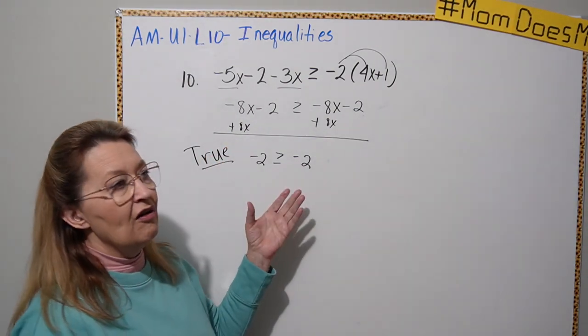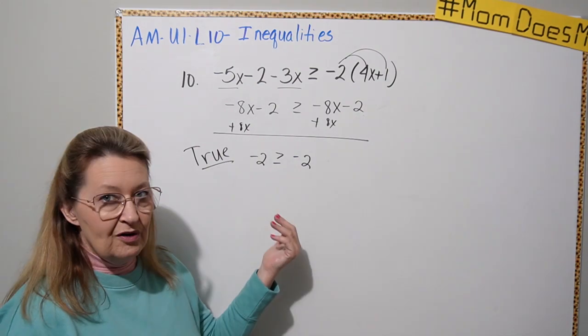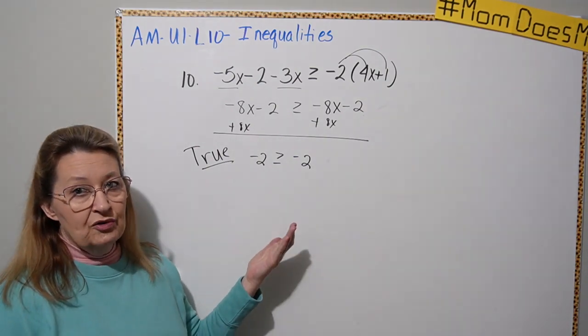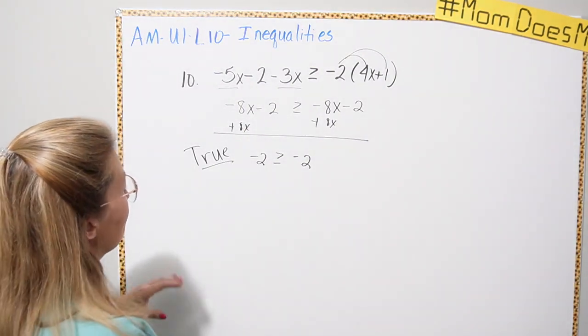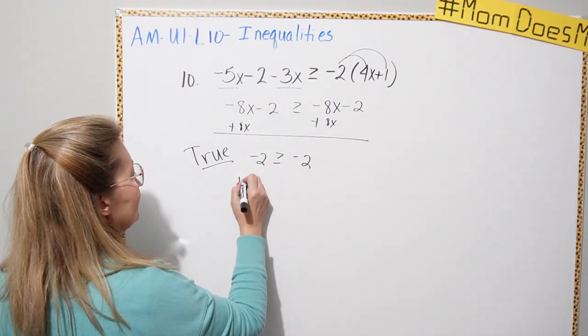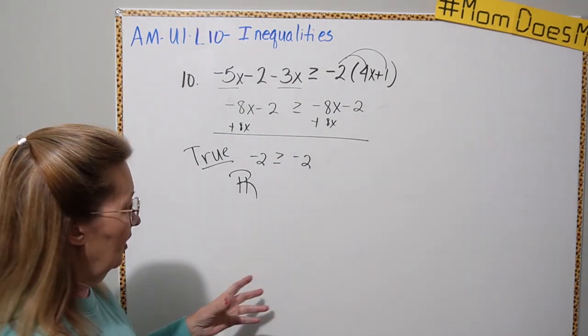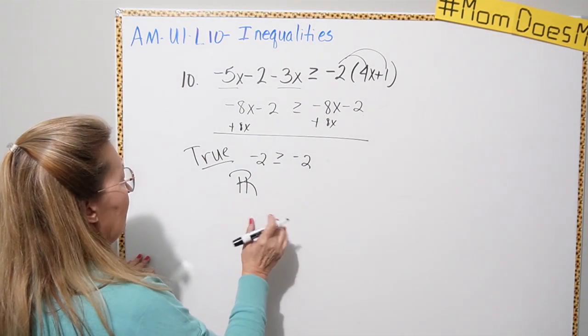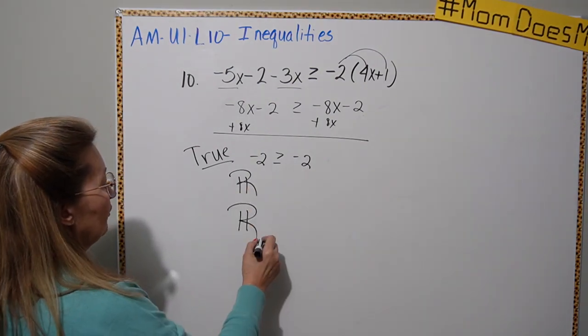Sometimes you get a false statement. Like if I had -2 is greater than or equal to 0, well, that's not true, so that would be the opposite effect. But anyway, if it's a true statement, what you have there is everything works. So it's the set of real numbers. All right. So in set notation, you would just put the fancy R for real numbers.